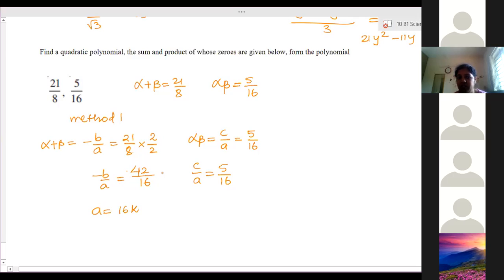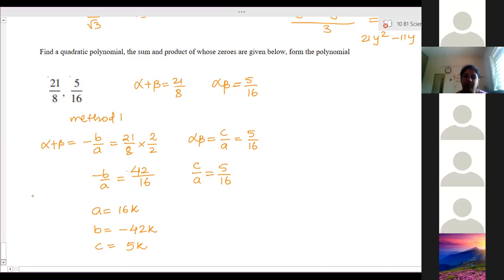You have to multiply with the constant term. And the value of b will be? Minus 42k. Minus b is equal to 42, so therefore b is equal to minus 42k. And the value of c will be? A is 16, so the same relation. It will be 5k. Right?